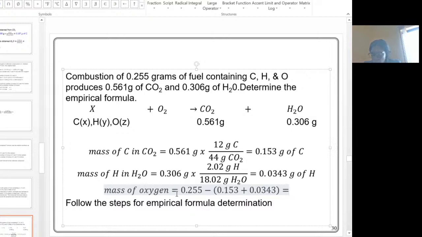That being the case, then it will be 0.255 minus 0.153 plus 0.0343. Okay, and that will give us 0.0677. Okay, that's the mass of oxygen.